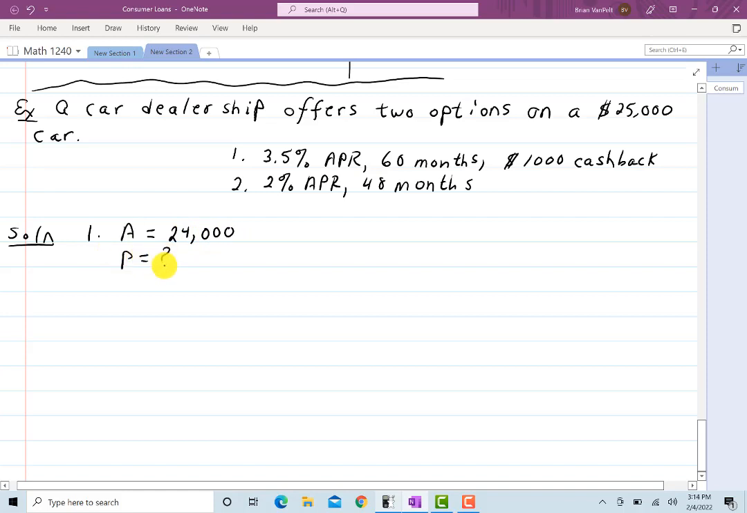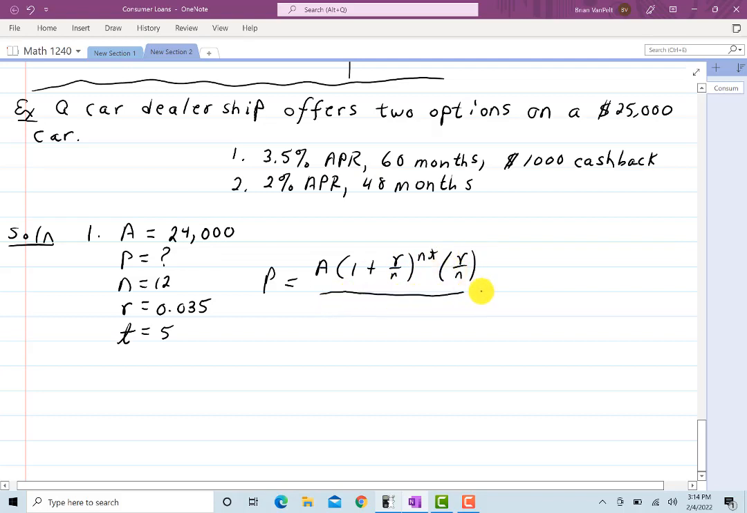Our payment, of course, I don't know what that's going to be. The N is 12. R is 0.035. And T, since it is 60 months, is 5 years. Let's put our formula in. P equals A times (1 plus R over N) to the NT times R over N, divided by (1 plus R over N) to the NT minus 1.